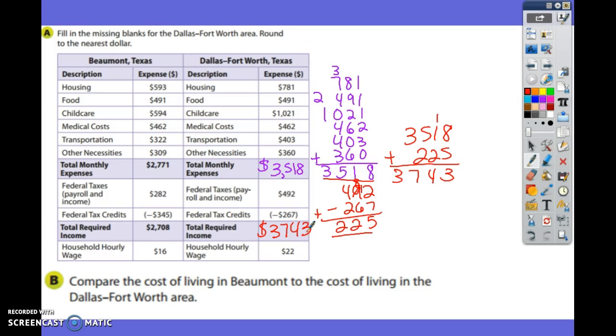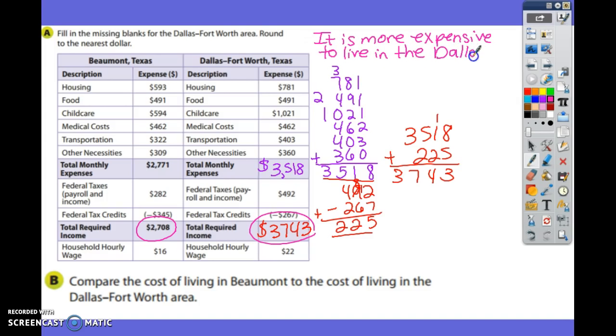So we want to compare. So let's look at these numbers here. We can see this is what it costs to live in Beaumont, and this is what it costs to live in Dallas. So we can say that it is more expensive to live in the Dallas-Fort Worth area.